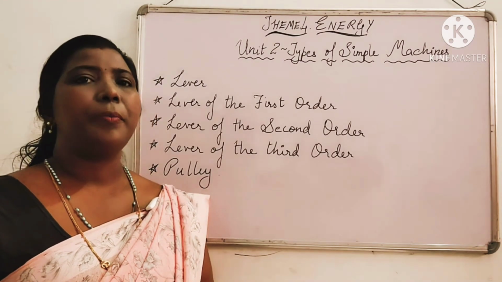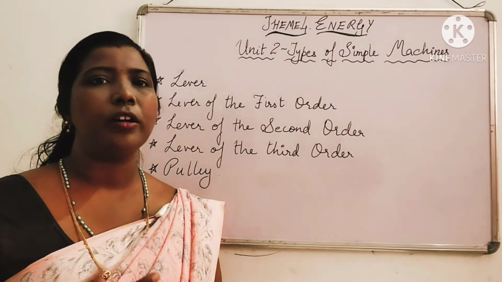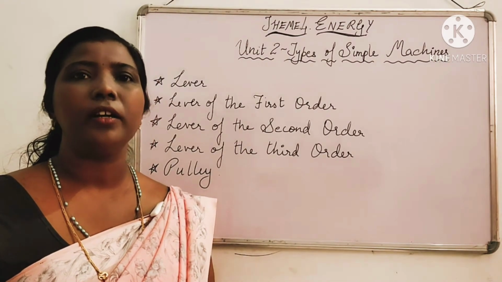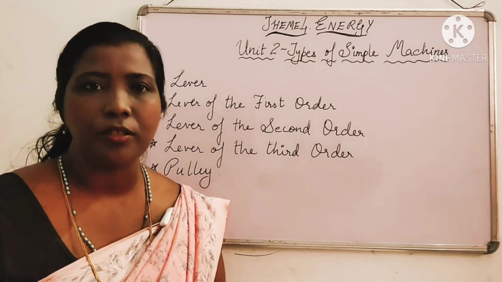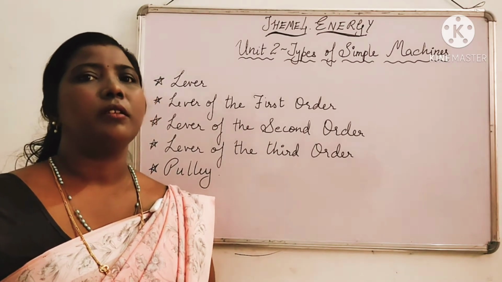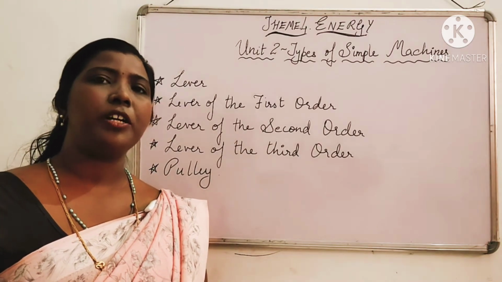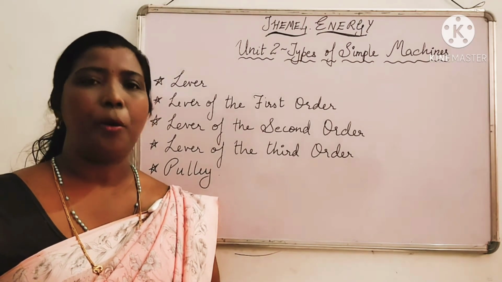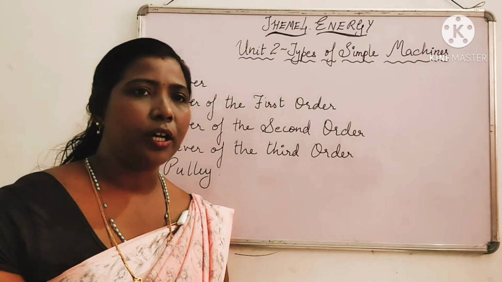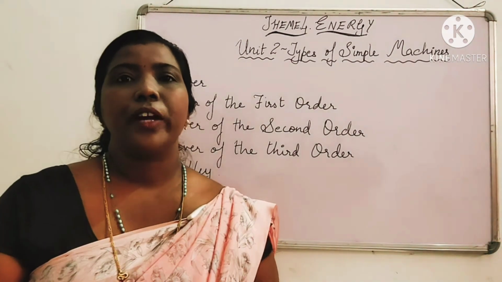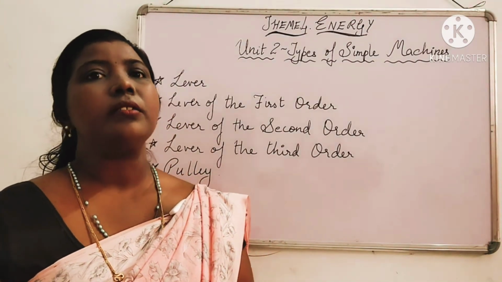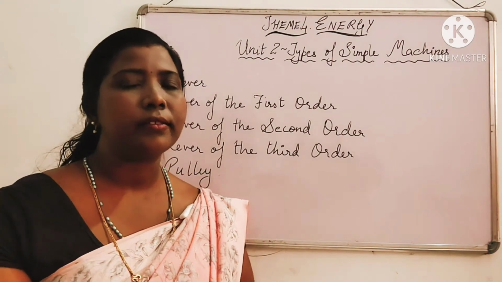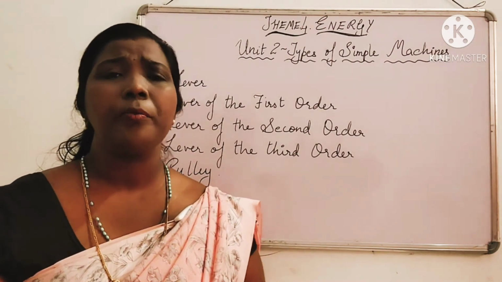Simple machines are the things we use to make our work easy. Complex machines mean many machines used together in one machine. In the last class we also learned the simple machines like lever, inclined plane, wheel and axle, wedge, and screw.